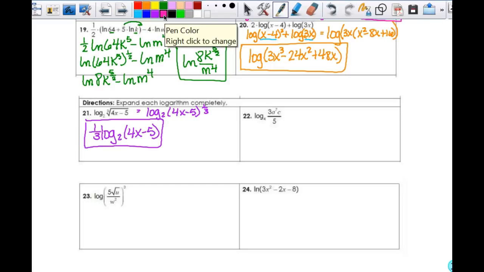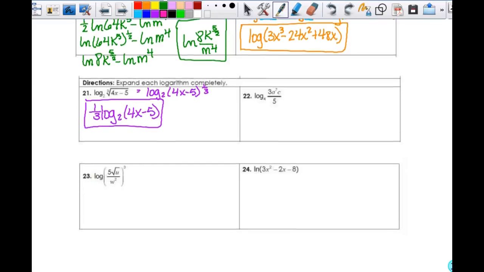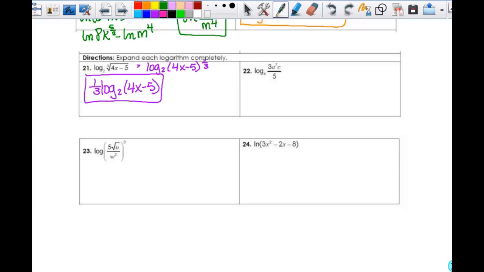So on number 22, I had somebody ask me, how many steps can I skip? And pretty much you can just write down the answer if you know how to do that. If you need to do it in steps, that's fine too. But you've got things being multiplied and divided, and you've got to be careful skipping all of the steps all the time, because sometimes you think you can when you really can't. But I'll just go ahead and show you how you can do this.